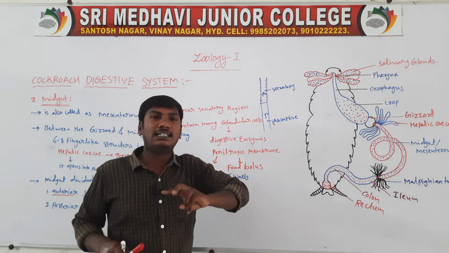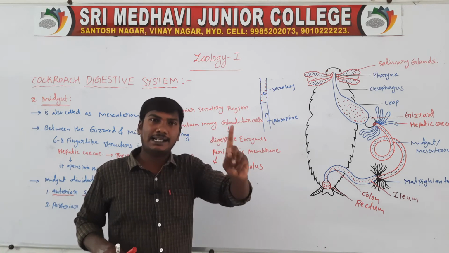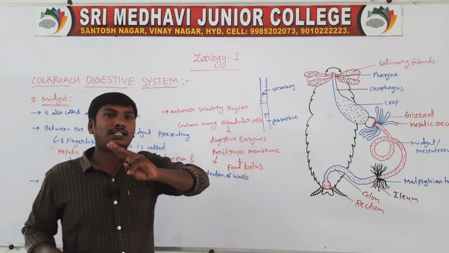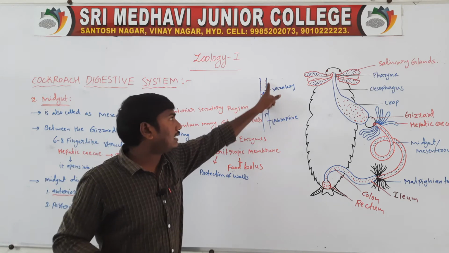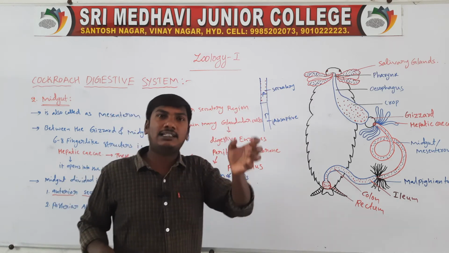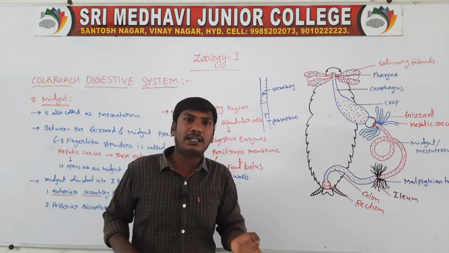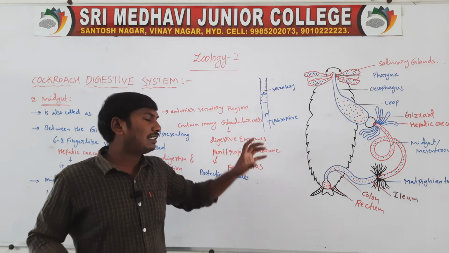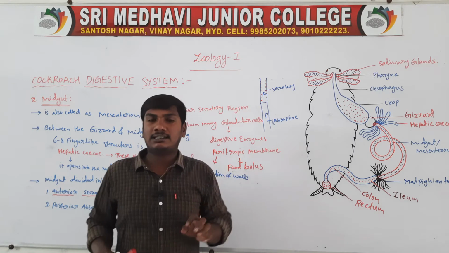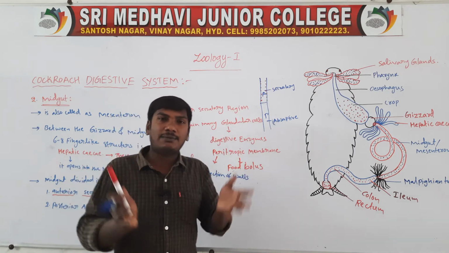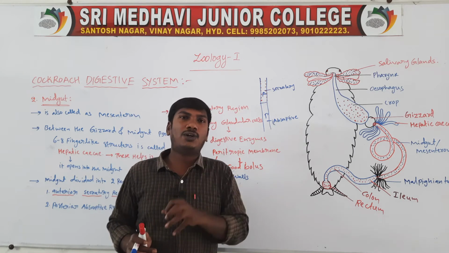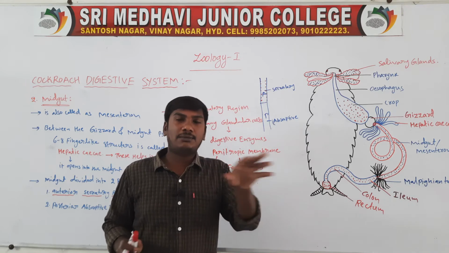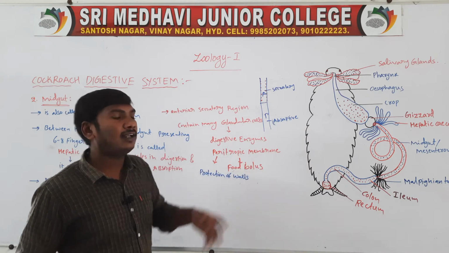The midgut is divided into two regions: the anterior secretory region and the posterior absorptive region. The anterior secretory region contains many glandular cells, which release digestive enzymes and the peritrophic membrane. The digestive enzymes digest the food materials. The peritrophic membrane forms the food bolus and protects the wall layers.